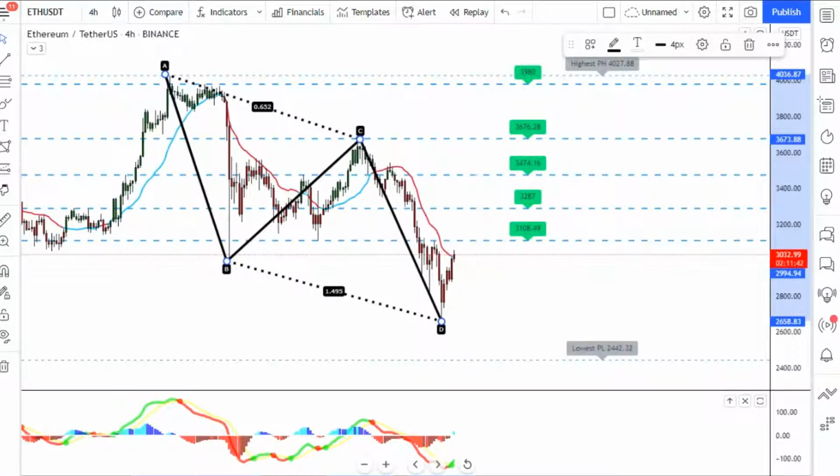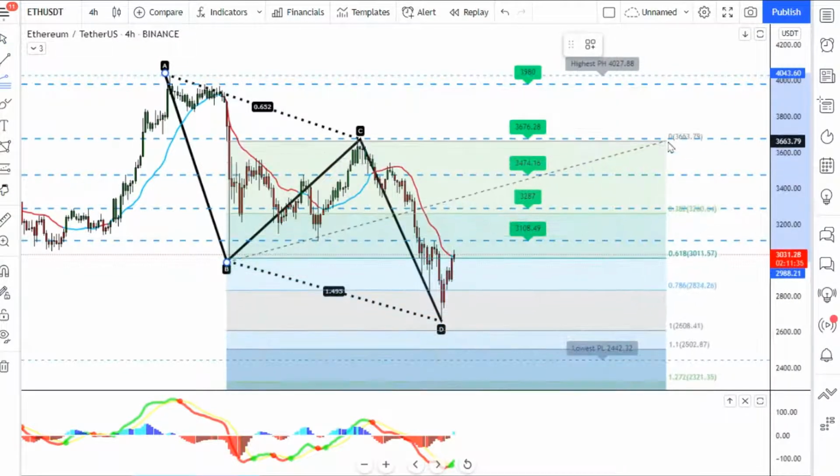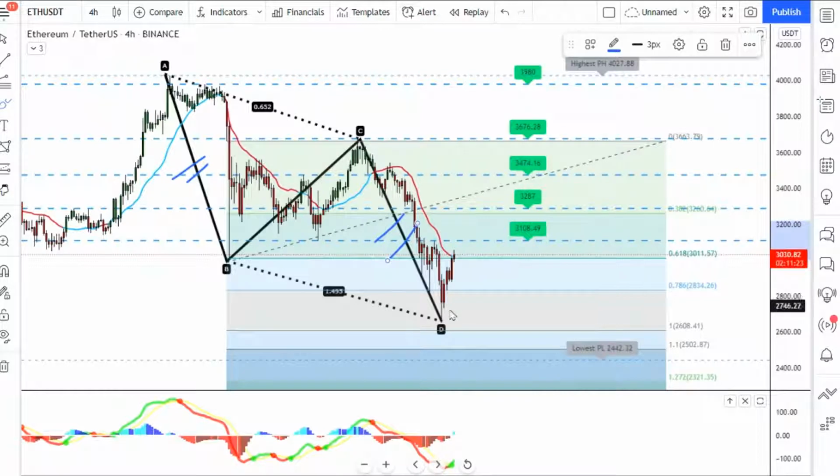So basically, how you can do this, you can just get the fib extension and you run it from A to B, then you just drag it all the way up to C. So basically, this ABCD formation was 100%. What does this mean is this is equal to that. And from here, it did bounce.